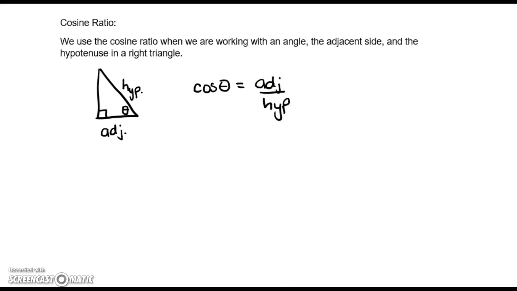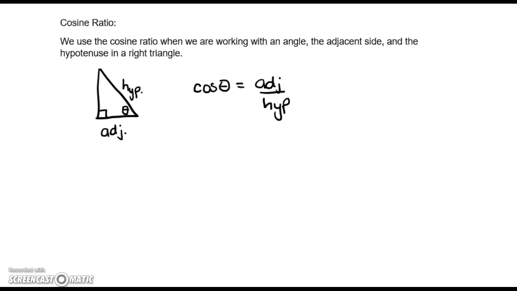Depending on what type of information you're given, that will determine which ratio you're using. So just remember with cosine, it's your adjacent and your hypotenuse. If we have the sine ratio, it's your opposite and your hypotenuse. So step number one in any kind of question is always to label your triangle.